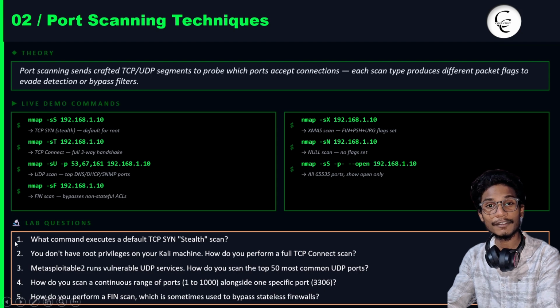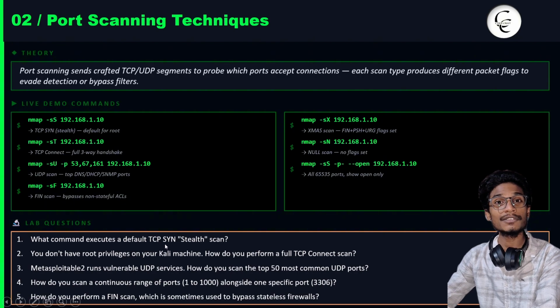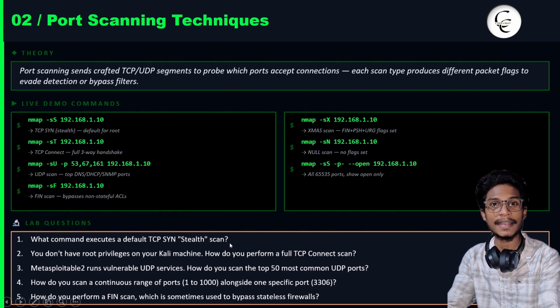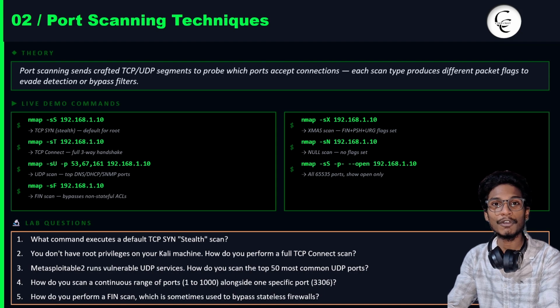Here we have our first question: what command executes the default TCP SYN stealth scan? To perform a TCP SYN scan, we don't perform a full connection. Usually we send a SYN packet and wait for the acknowledgement. After getting the acknowledgement flag, we simply send a reset packet and disconnect the connection.